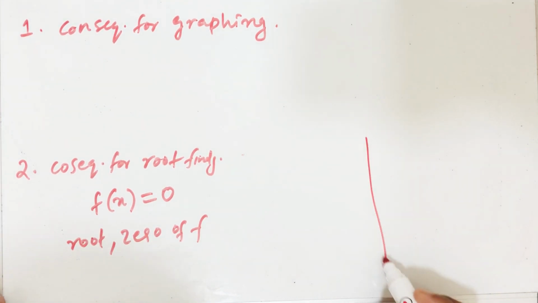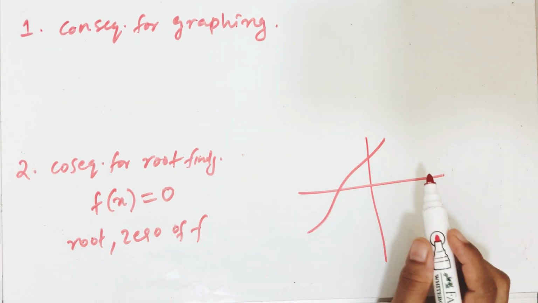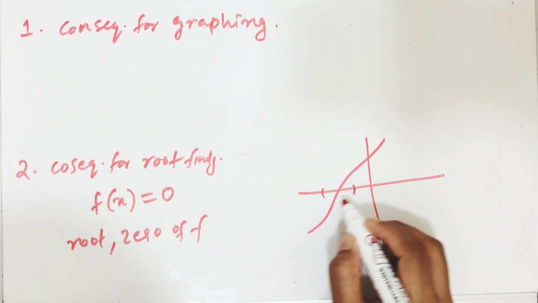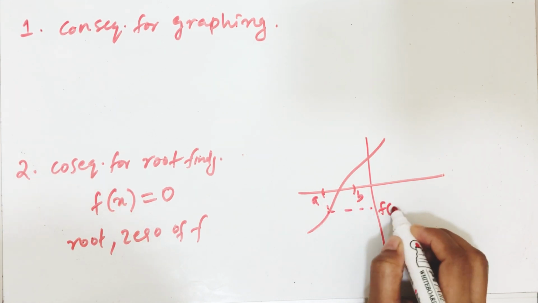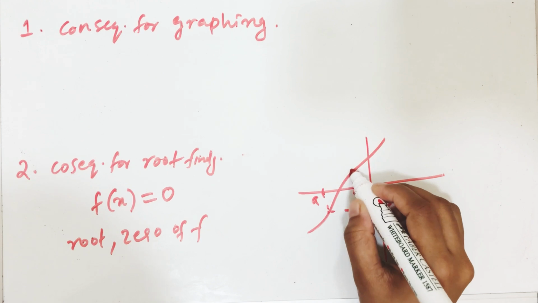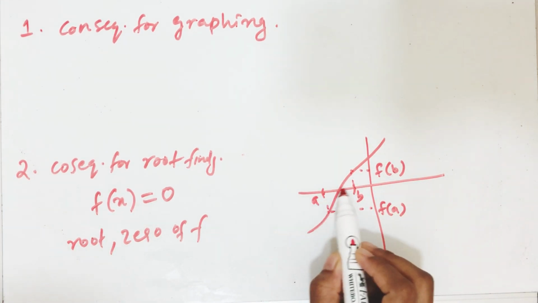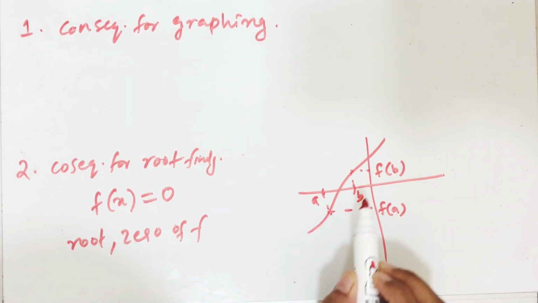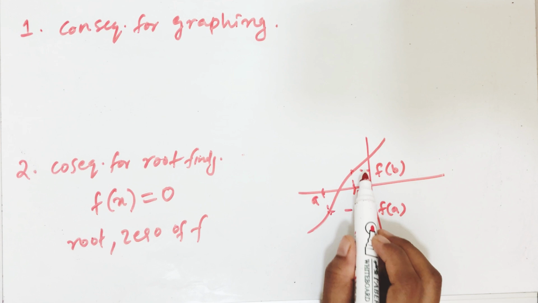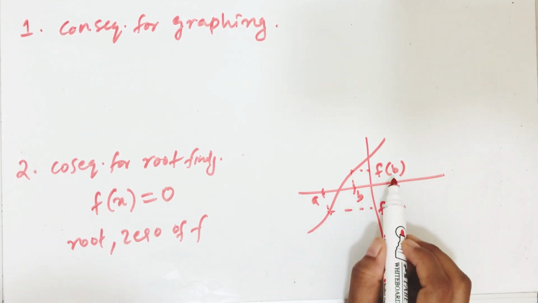We can see, suppose f of x is continuous. Consider this graph and consider the interval a, b. Here f of a is equal to this one and f of b is equal to here. In this interval AB, f changes its sign. That is, f of a is negative and f of b is positive. It changes its sign, so this interval has a root of f.